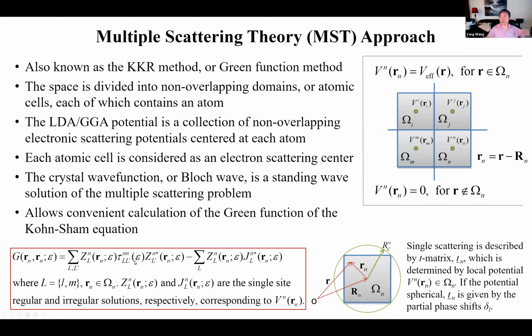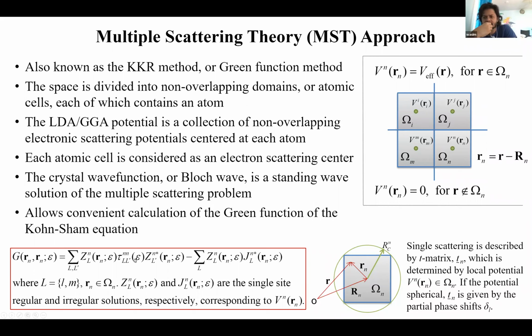In general, you have a collection of scattering centers. So tau represents the multiple scattering problem. Z is the single site. That is, you're asking yourself, what is the Green's function in this domain? So this is how it is calculated. The Z and the J are single site solutions for this particular potential. That is, this potential is 0 outside the cell and it's non-zero inside the cell, and this is a single site problem. You can calculate the single site solution corresponding to the potential. Z and J correspond to regular and irregular solutions.